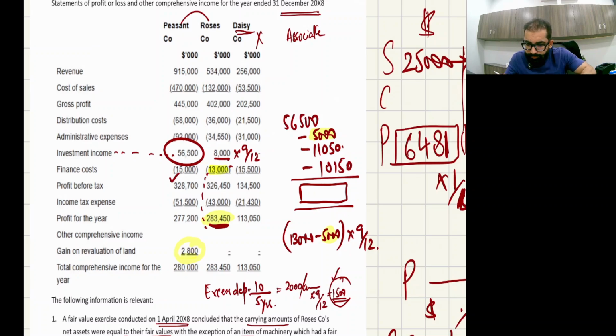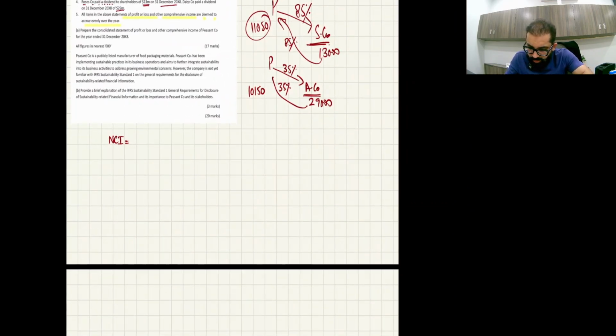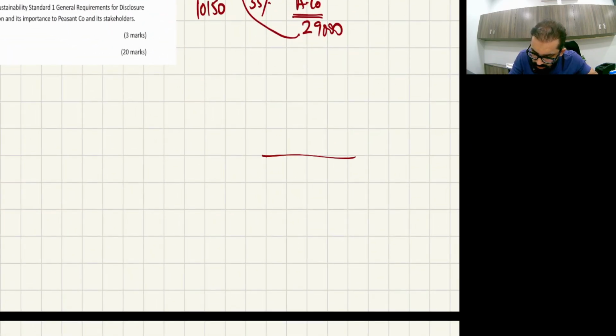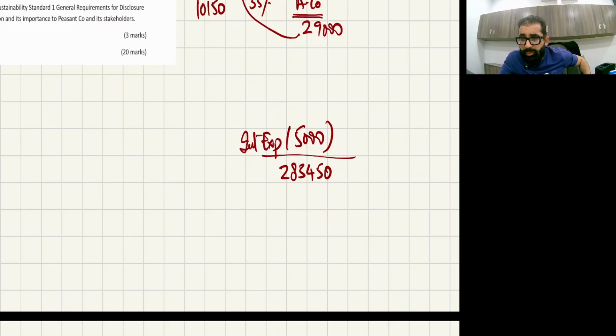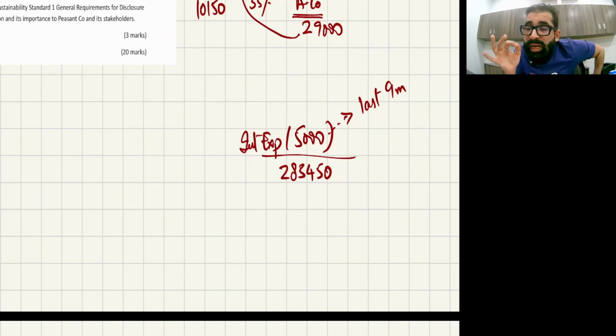So let me explain to you. See this. This is 283,450, and from this 283,450 there is a finance cost, interest expense, or you call it finance cost. Interest expense of 5,000 has already been deducted. Okay, and this 5,000 purely belongs to the last 9 months. So in other words, those who are owners of the last 9 months should bear the burden of this. Those who are owners of the subsidiary company for the last 9 months must bear the burden of this.